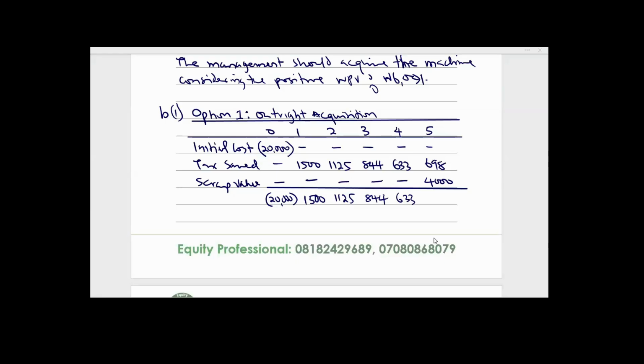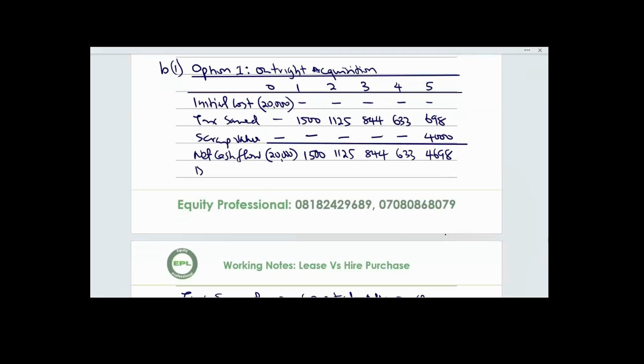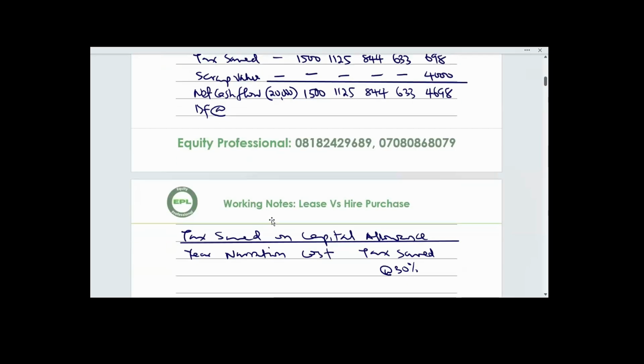So here is 4,698. So here is the net cash flow. Then you discount this, discount factor. Remember what I told you. Under economic method of financing, the discount rate that you are going to use will be the after-tax cost of borrowing. So you need to go and calculate after-tax cost of borrowing. You cannot use the company's cost of capital.